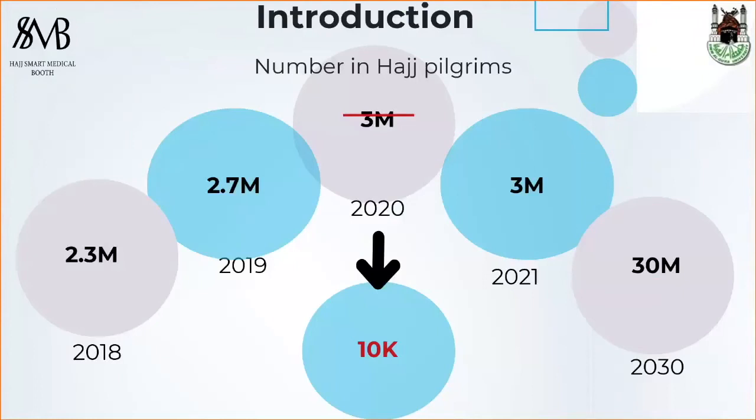In 2020, it was planned that the number of pilgrims would be 3 million. But due to COVID-19, the number became 10,000 pilgrims. Therefore, it's logical that next year, in 2021, it will be 3 million as it was planned to be. By 2030, the number of pilgrims at Umrah in one year will be 30 million, according to the Kingdom's figures. Next with China.